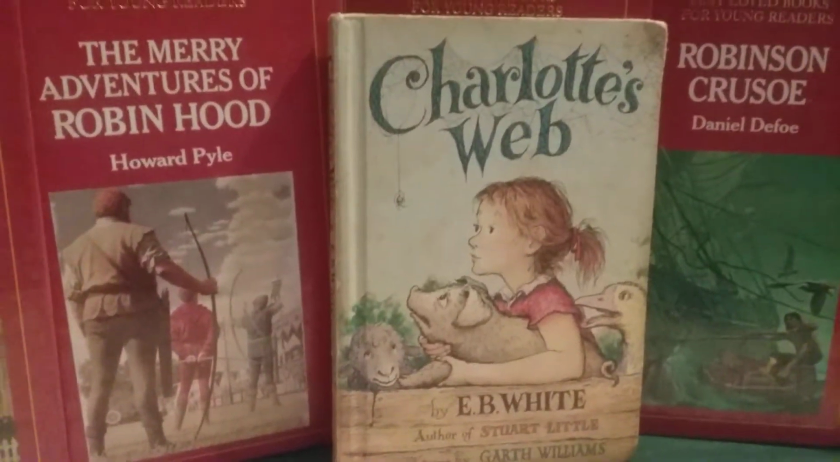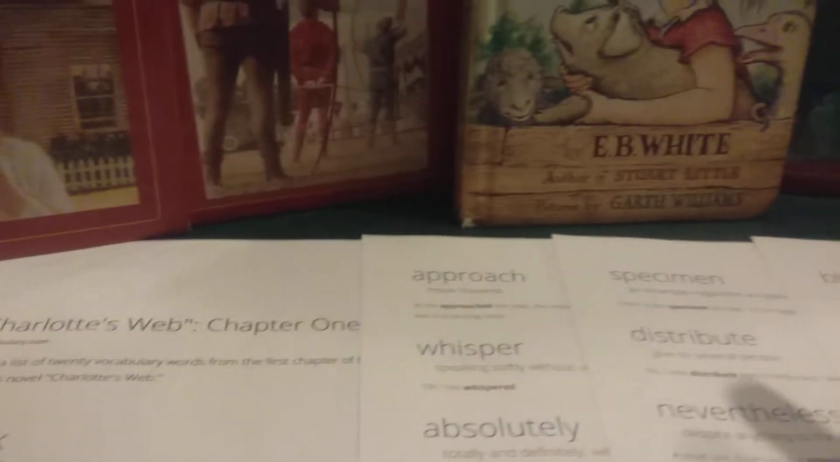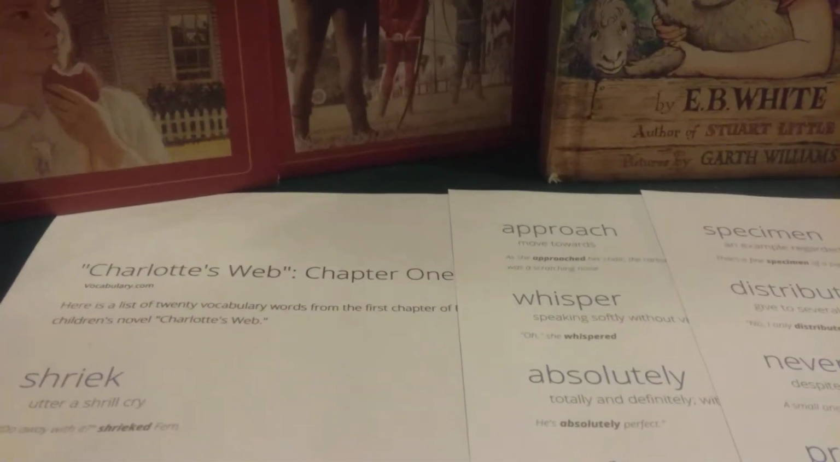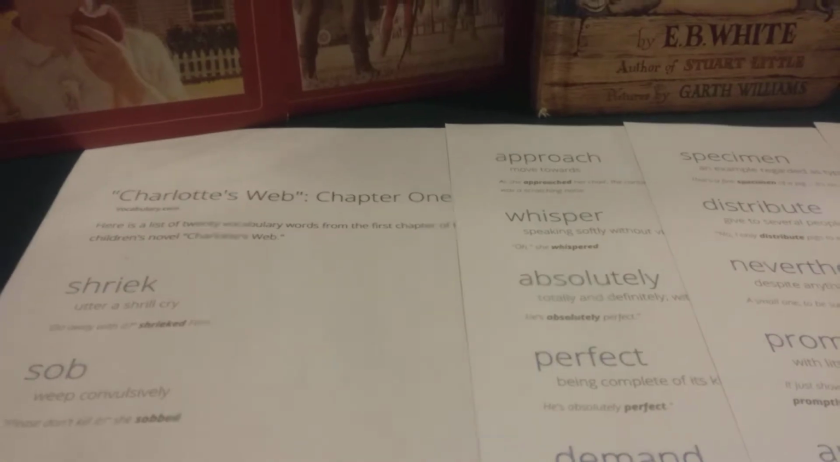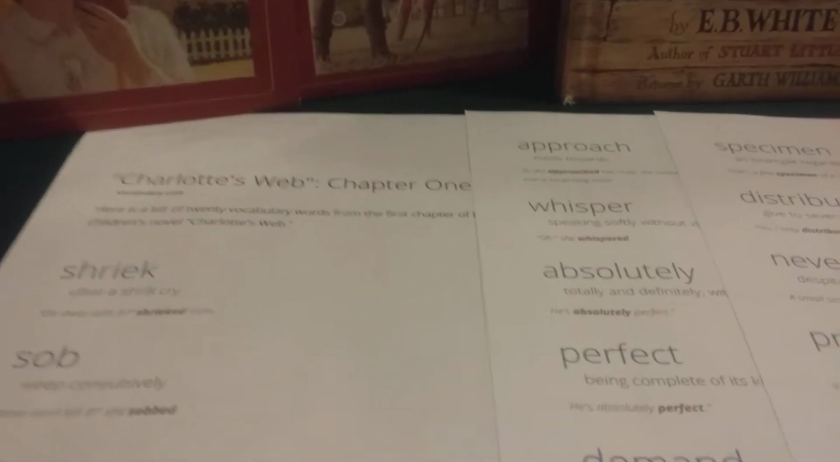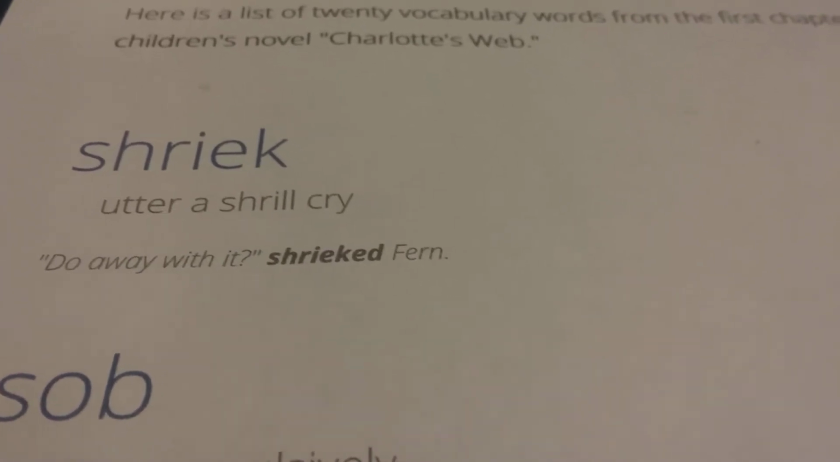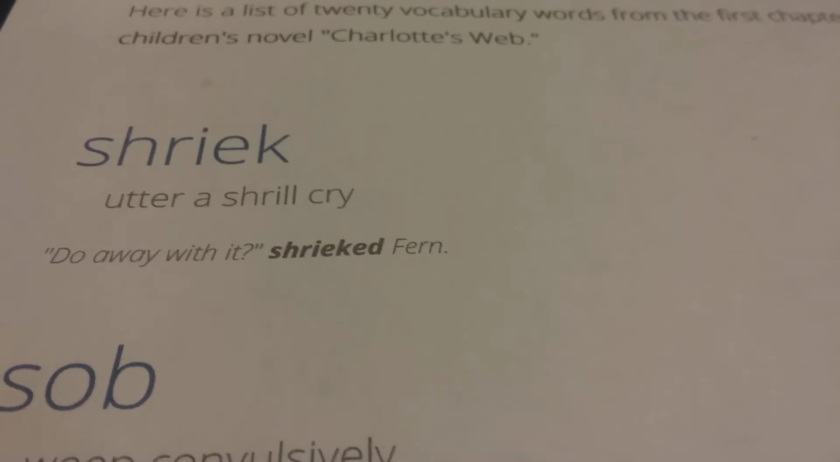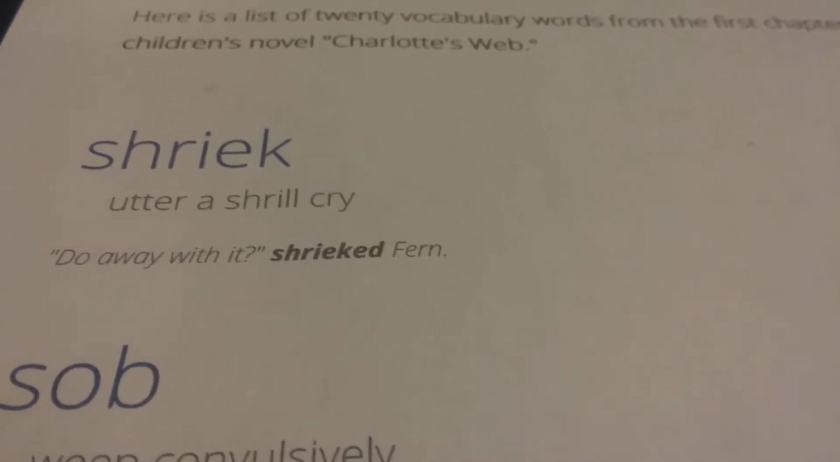One of the ways that we do this, we begin with a list of words. We're going to use Charlotte's Web to demonstrate this. Charlotte's Web, Chapter 1, we have 20 words that are listed here. We would go over the words with the students by reading each one and showing, as you can see right here, a phrase in the book. It says, "Do away with it," shrieked Fern. And it also has a definition. Shriek means utter a shrill cry.